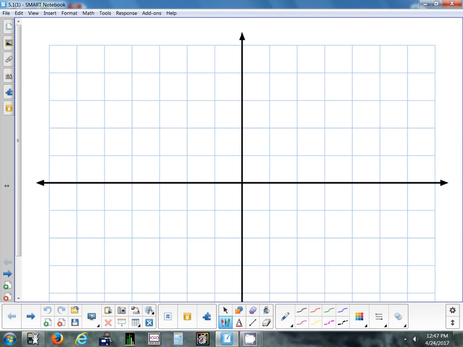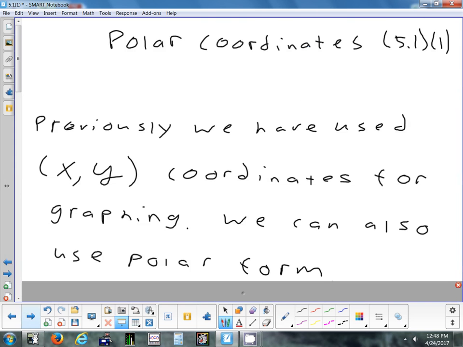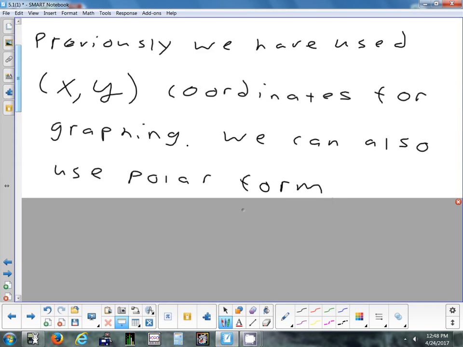So this is the kind of graphing we've done before. You get your x and y axis. X is horizontal, y is vertical. And every coordinate has 2 numbers. It has an x value and a y value. And depending on if x is positive or negative, that tells you a direction, and same with y. Well, polar is a different way to graph. Previously we've done rectangular, that's xy. Now we're going to look at polar.